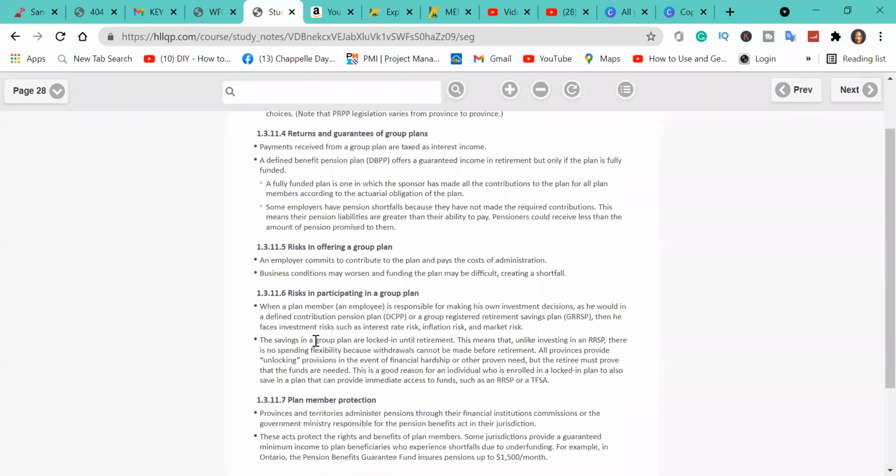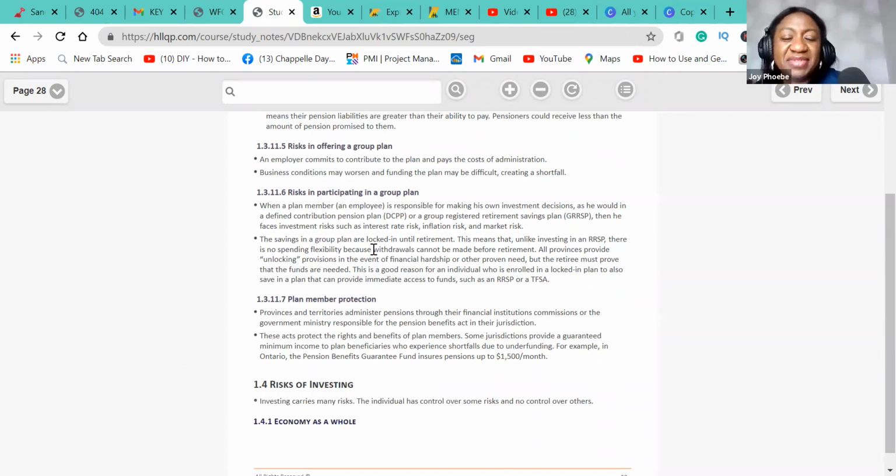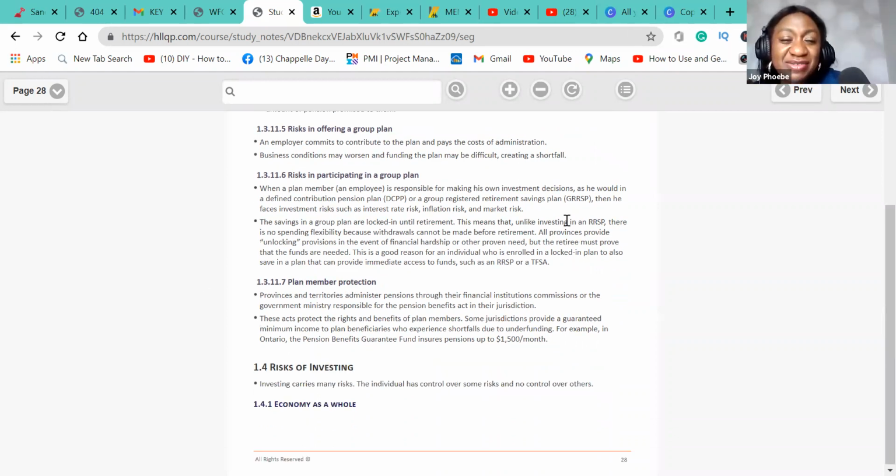There is a risk in offering a group plan. An employer commits to contribute to the plan and pays the cost of administration. Business conditions may worsen, so what are you going to do? For example, any company that has a group plan with COVID that hit last year, what are you going to do? Because you still have to be paying, right? Those are the risks of participating in a group plan.